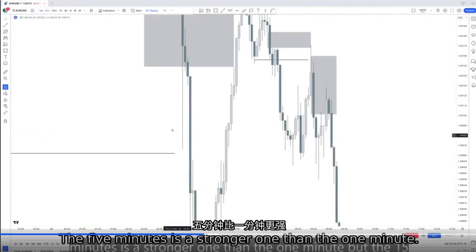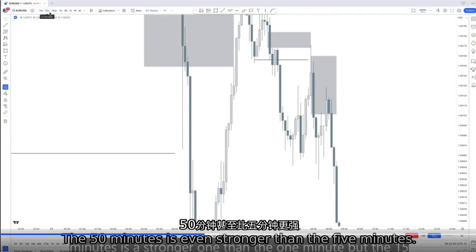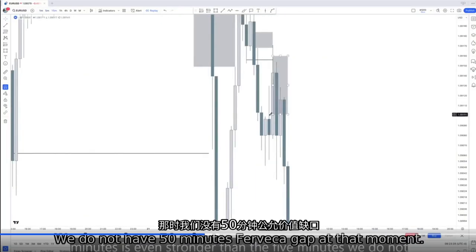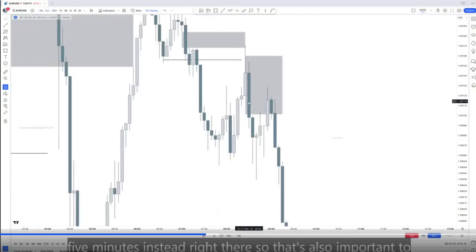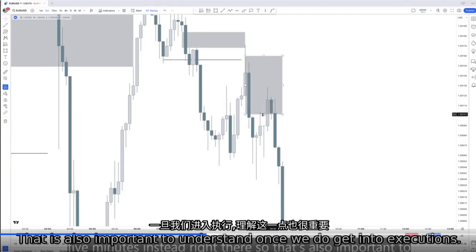The 5 minute is a stronger one than the 1 minute. But the 50 minute is even stronger than the 5 minute. We do not have a 50 minute fair value gap at that moment in time. Perfect. So we use the 5 minute instead right there. So that's also important to understand once we do get into executions.